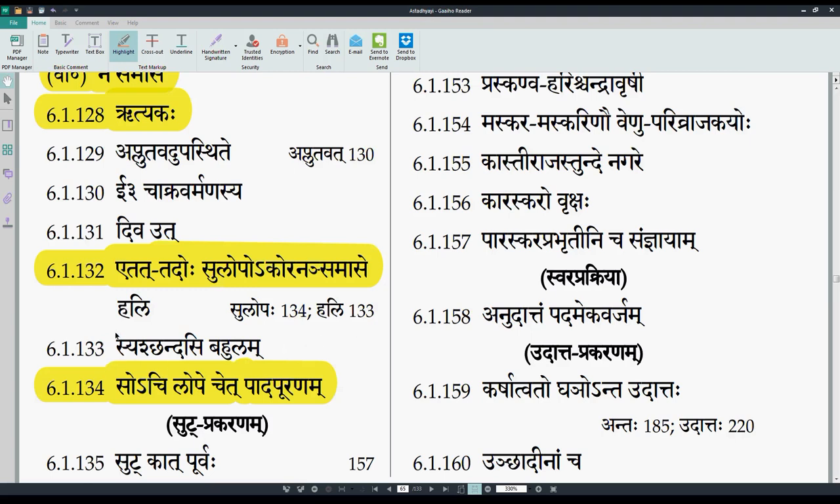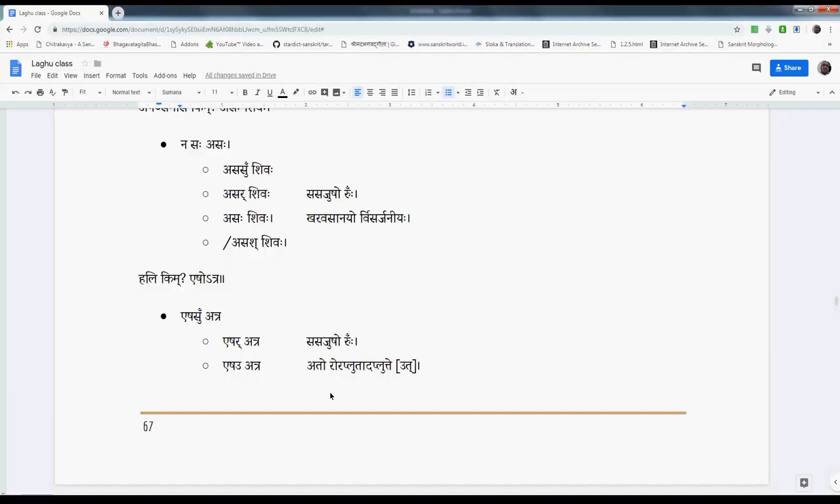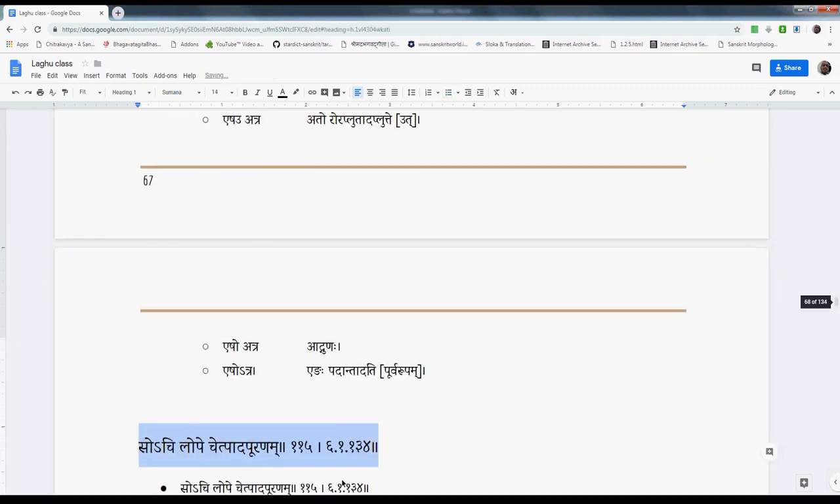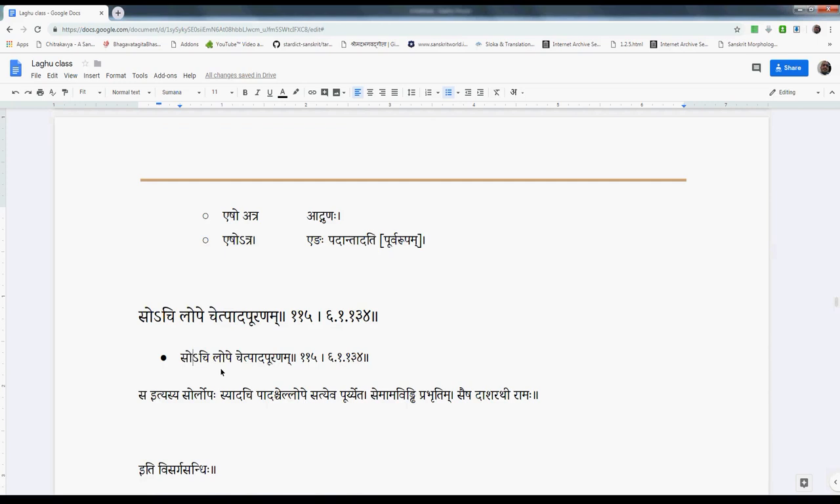Hali goes till 133, and Achi. Hali is replaced by Achi. When an ach follows, when a vowel follows, then what? Sulopaha goes till 134 in our sutra. So Sulopaha Bhavati. So here Saha, Achi, Lope, Chet, Padapuranam Chet Eva: Saha, when a vowel follows, Sakarasya Lopaha Bhavati.